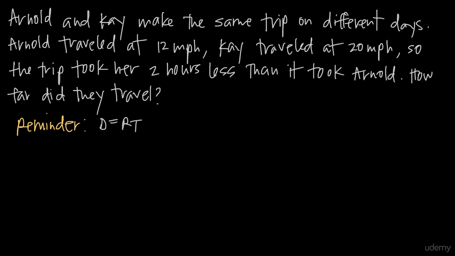In this video, we're going to be doing a uniform motion problem. We call these types of problems uniform motion problems because the two objects that are moving, or the two people that are moving, move in the same way, and most commonly this means that they travel the same distance.